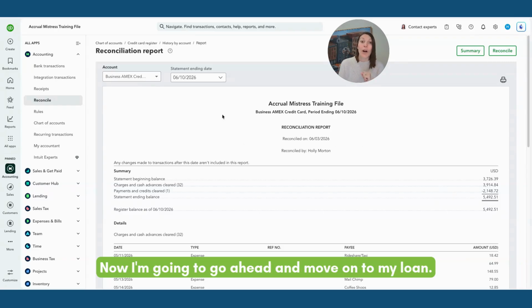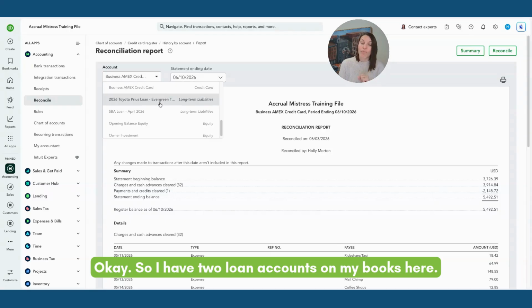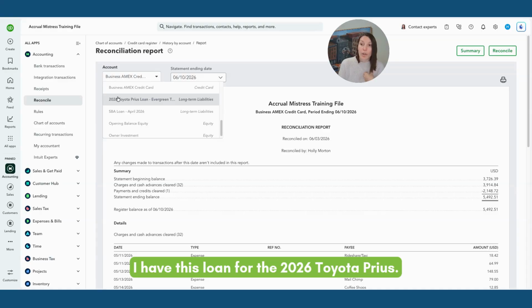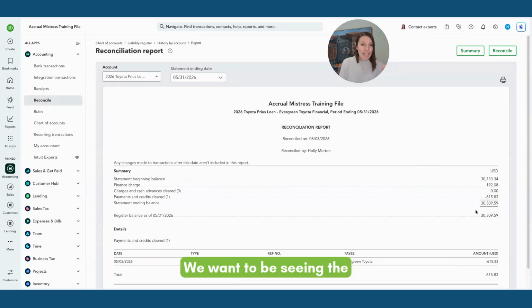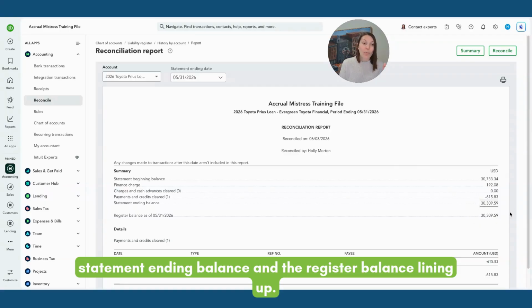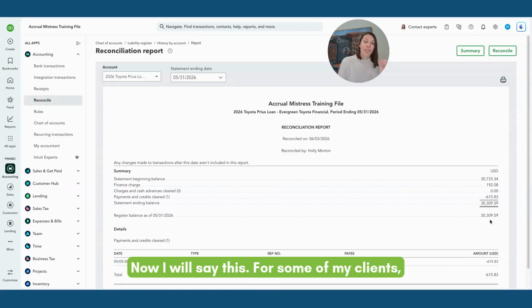Now I'm going to go ahead and move on to my loan accounts, okay? So I have two loan accounts on my books here. I have this loan for the 2026 Toyota Prius, okay? And again, we want to be seeing the same thing. We want to be seeing the statement ending balance and the register balance lining up.